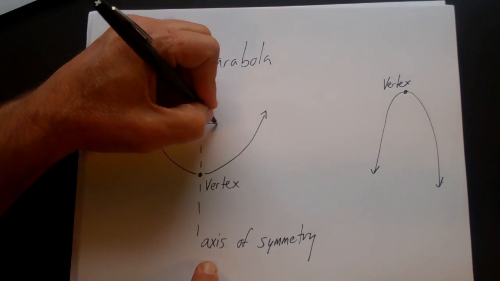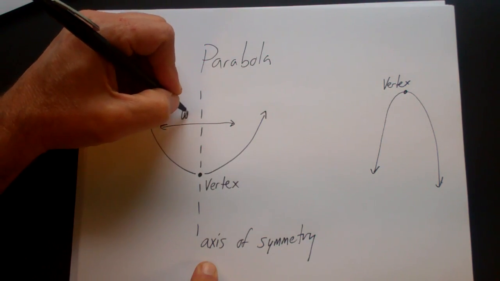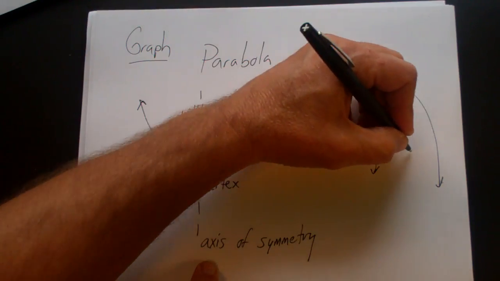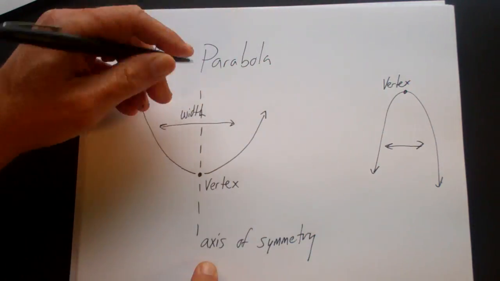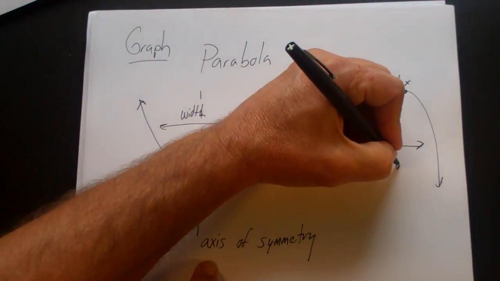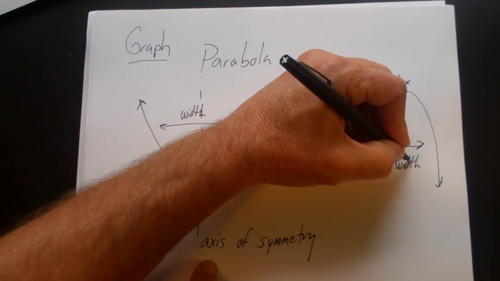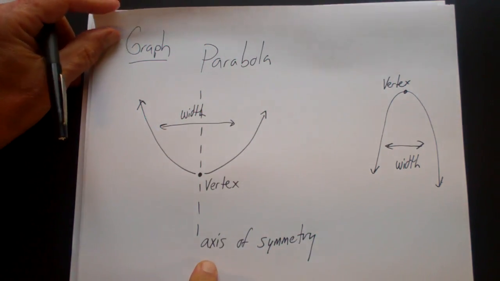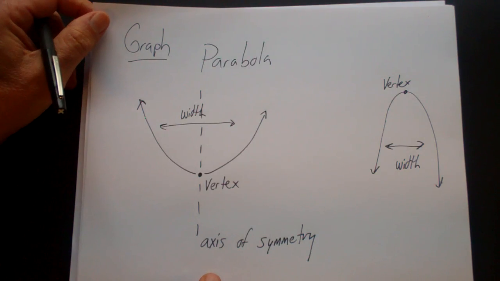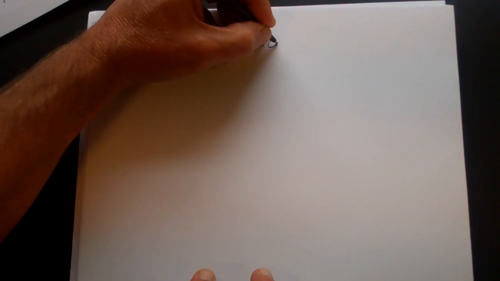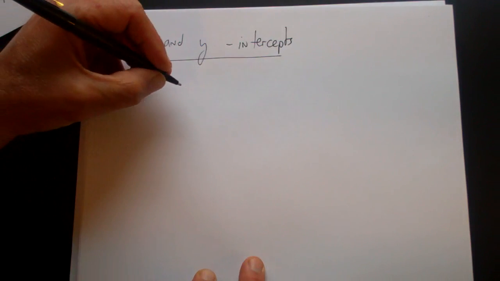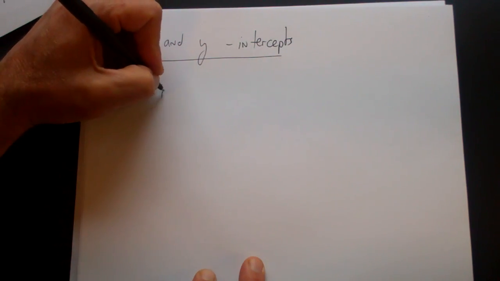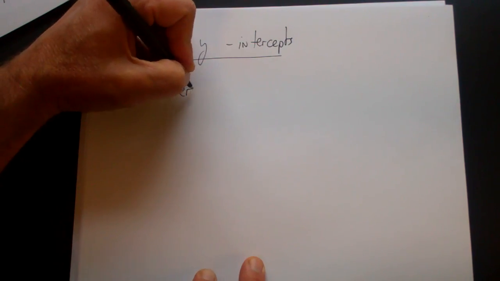We're also going to talk about the width of a parabola, being that a parabola can either be wider or narrower. The other important parts about a parabola are the x and y intercepts. The x-intercept is simply where the parabola crosses the x-axis.